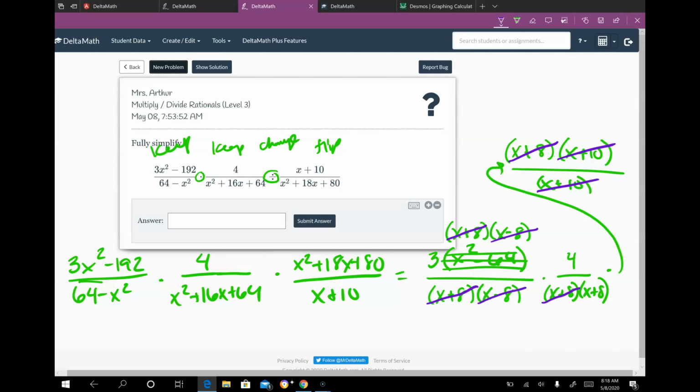So what I have left is a 3 and a 4 on top, which is a 12, and then I have an x plus 8 on the bottom. So that is my final answer. Put it up here. Okay. Alright, so last one.